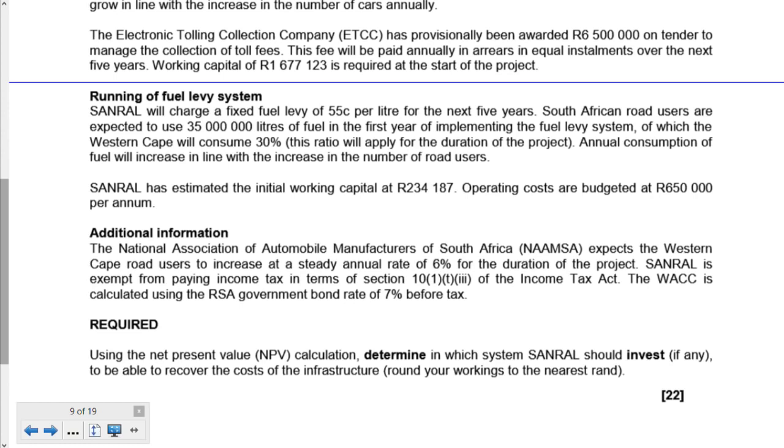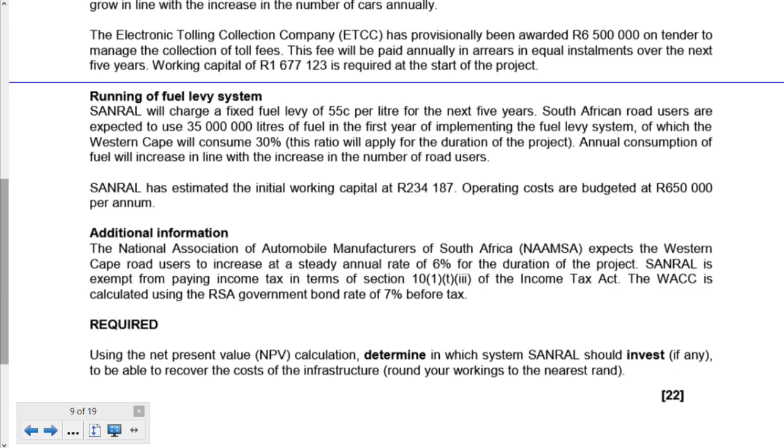So there's no tax in our numbers, so you should all be going, yay! And then the WACC is the RSA government bond. It's the risk-free rate. We're dealing with government, isn't it? So WACC for them is... The WACC is calculated using the RSA government bond rate of 7% before tax.